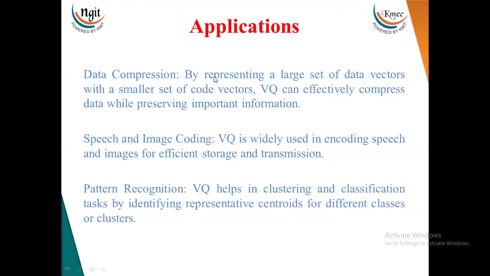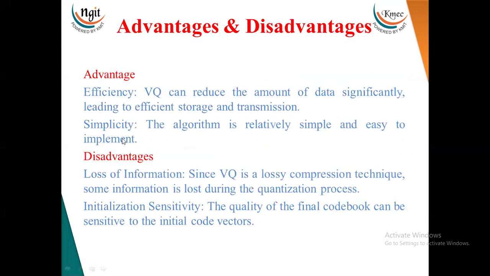Okay, the applications of vector quantization are data compression, speech and image coding, and pattern recognition. Vector quantization is effectively used for data compression. It is used for encoding speech and images, and for pattern recognition in clustering and classification. What are the advantages and disadvantages? Efficiency: it is more efficient. Simplicity: the algorithm is very simple and easy to implement. But the disadvantage is the loss of information. It is a lossy compression technique, so there is a chance of information loss. And initialization sensitivity: the quality of the codebook can be sensitive to the initial code vectors. So the code vectors have to be identified properly without any errors.